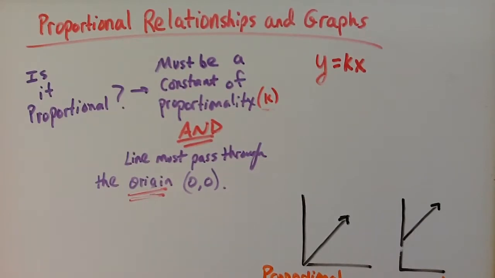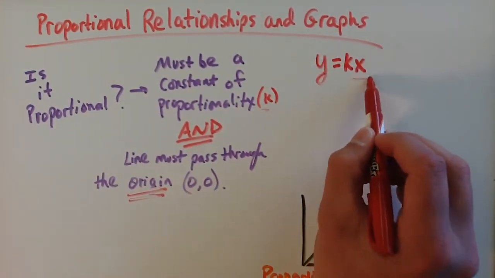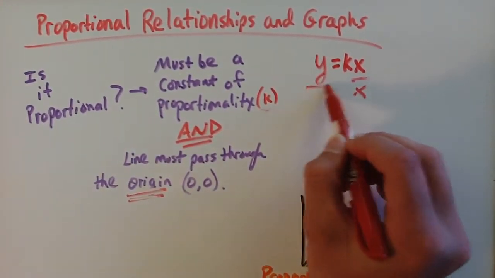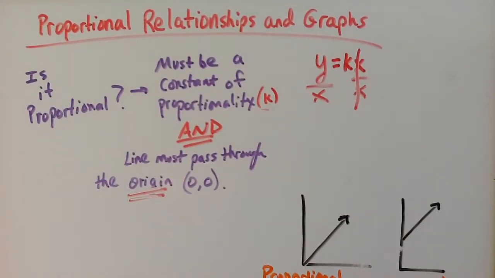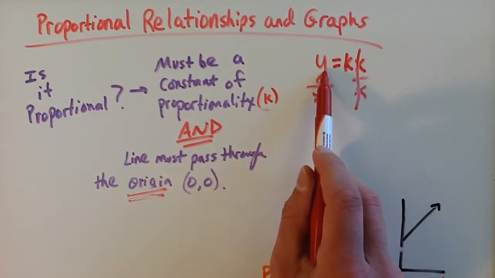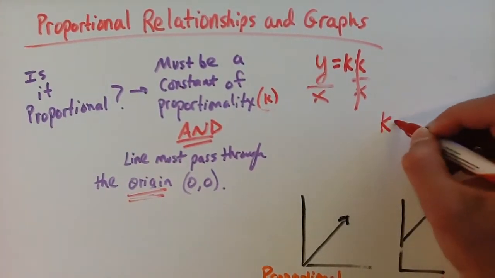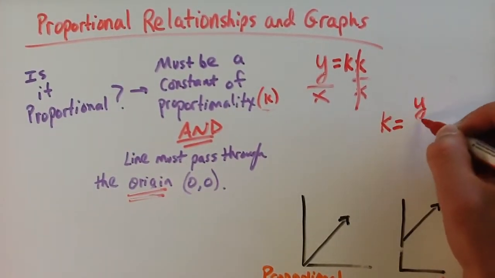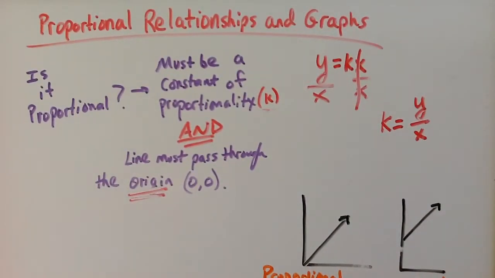Now, how would you figure out what the k is? How do you know what k is? Well, to solve this equation for k, we could divide both sides by x, right? So that x over x simplifies, and we get k, the constant of proportionality, is equal to the ratio of y over x. So we could say k is equal to y over x. k is the ratio of y to x.